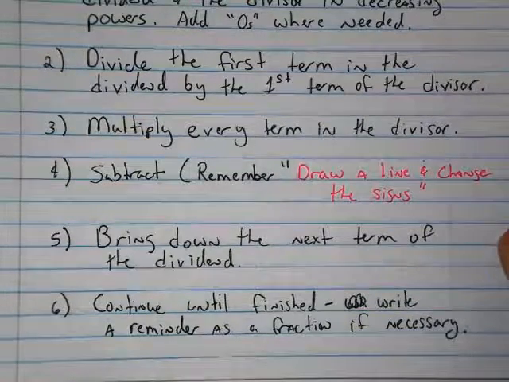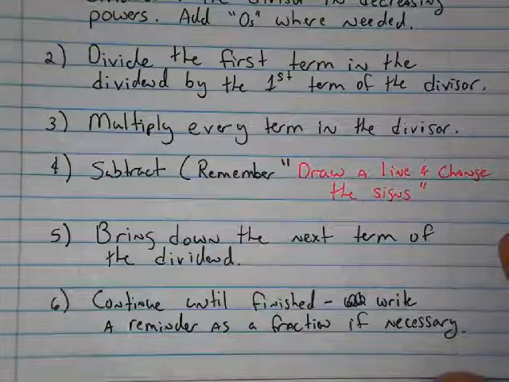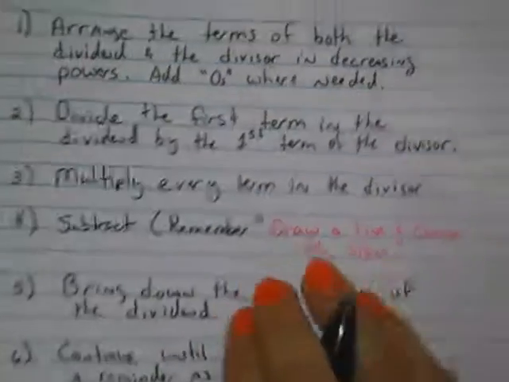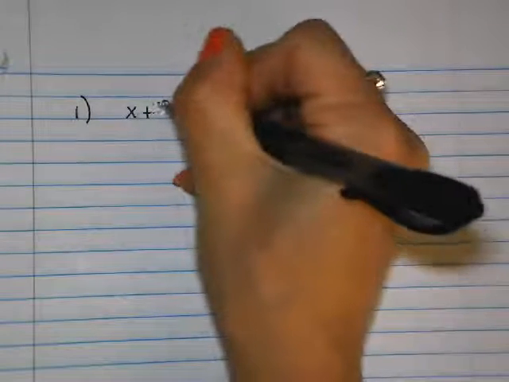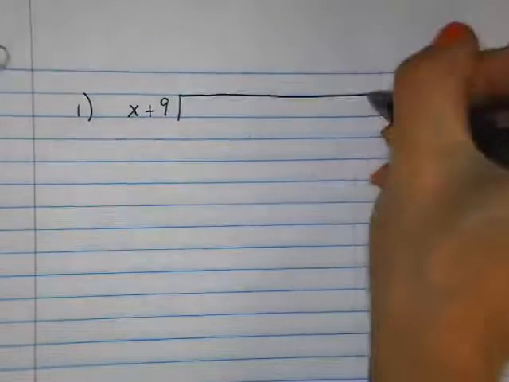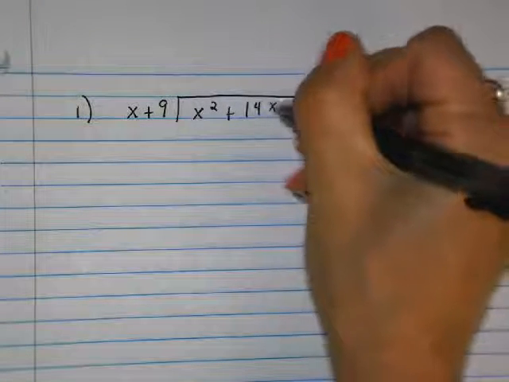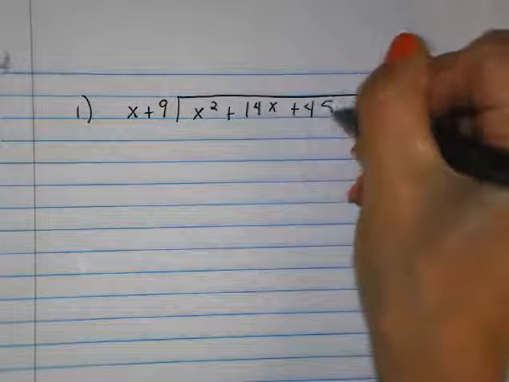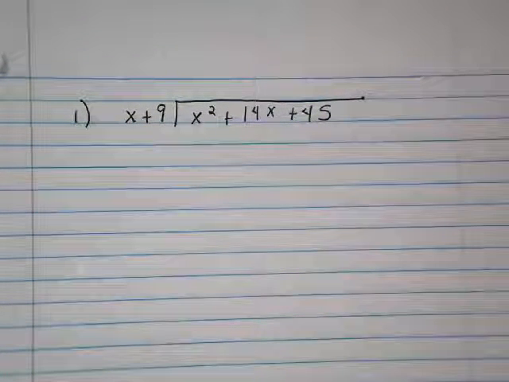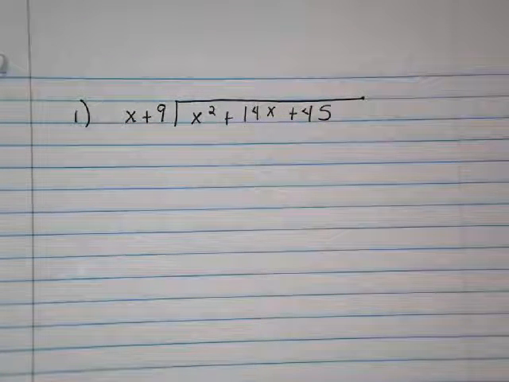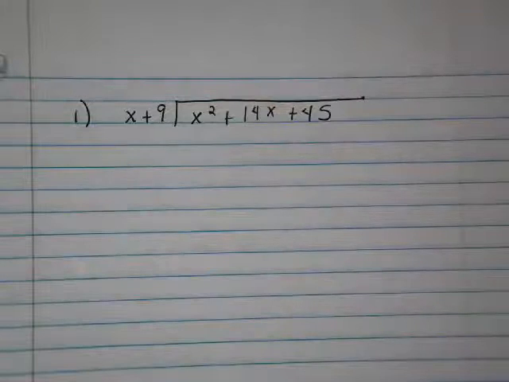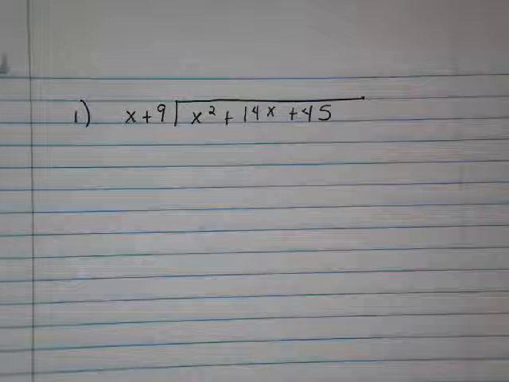Alright, you ready? Here we go. We're going to start off not too bad. Number 1, we're going to divide x plus 9 into x squared plus 14x plus 45. So we're going to start off nice and easy. So I find that if you would keep your steps handy, I'm going to kind of walk you through the steps one at a time.